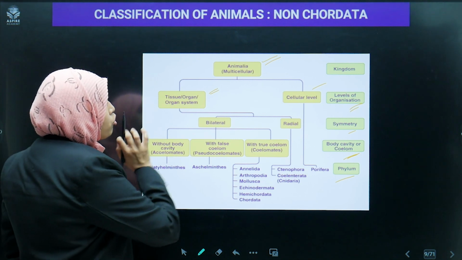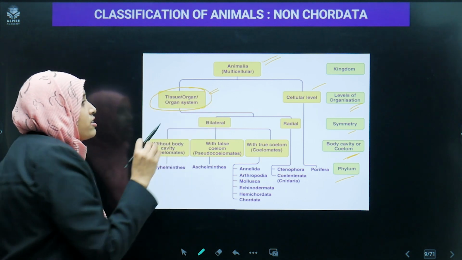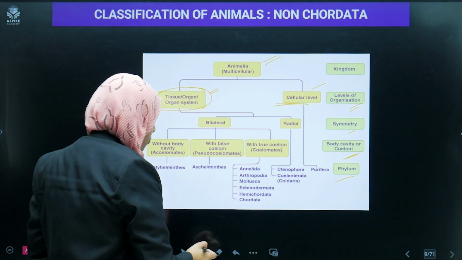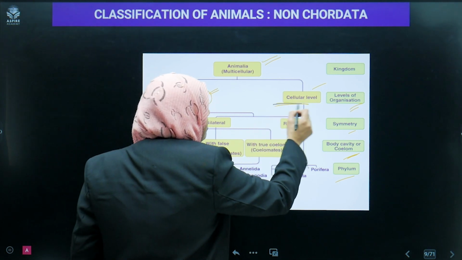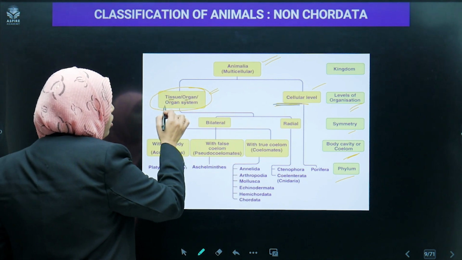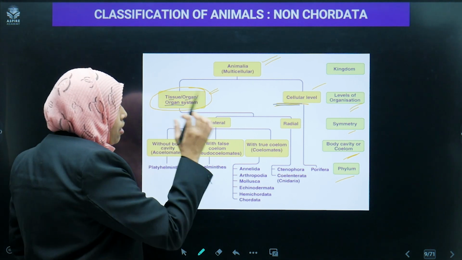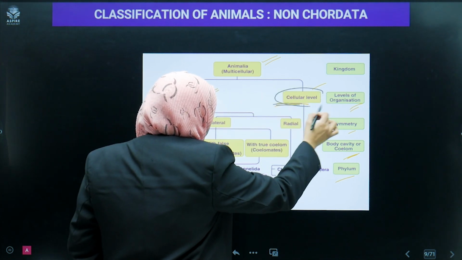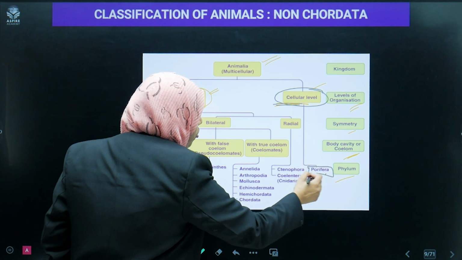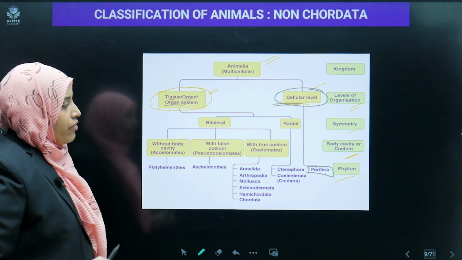Okay, so firstly, animals can have either tissue, organ or organ system organization, or they can also be of cellular level. Either the organism is of cellular level, meaning it is made up of cells, or it can be made of tissues, organs or organ systems. Now when we come to the cellular level, made of cells, that is the phylum Porifera. Porifera includes organisms whose level of organization is cellular.